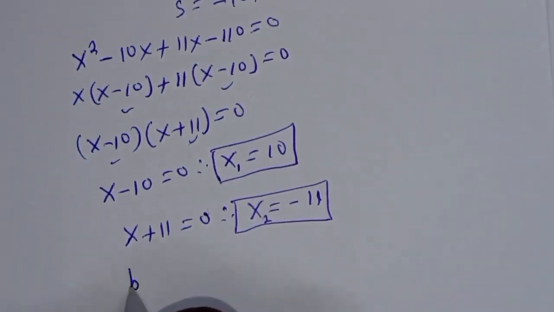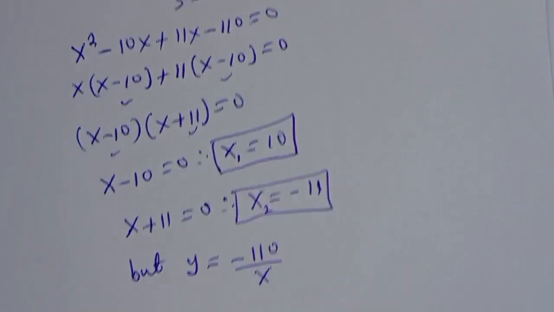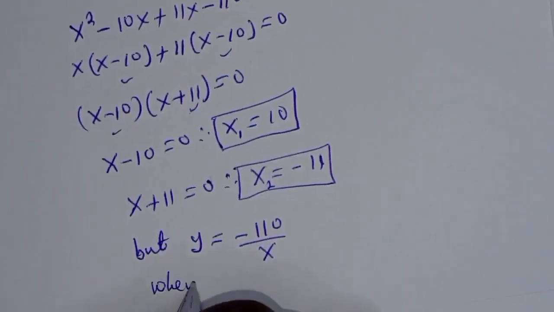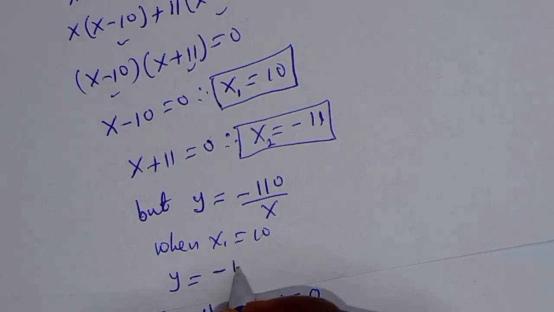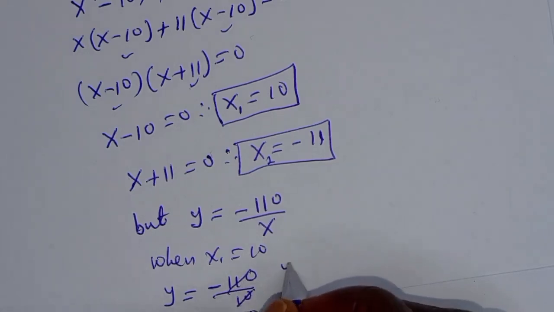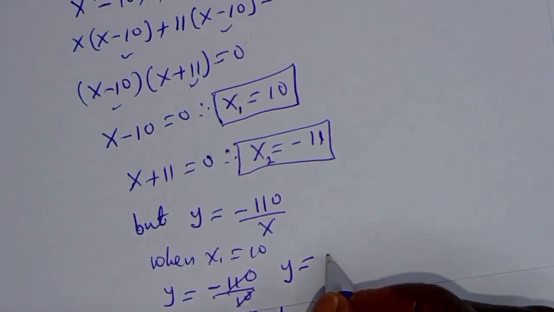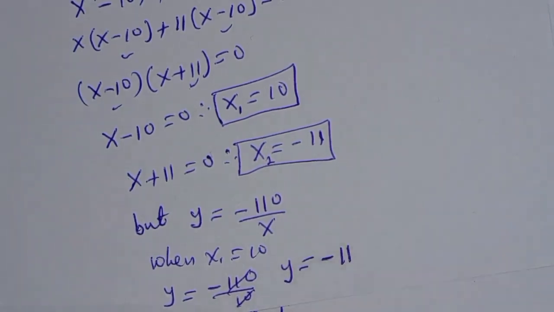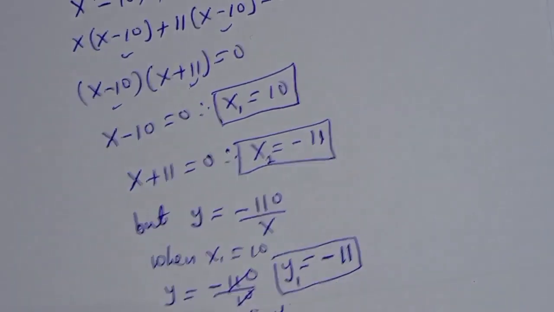But y is equal to minus 110 over x. When x1 is equal to 10, then y will be equal to minus 110 over 10. This will cancel this. y is equal to minus 11. Let's call this y1.